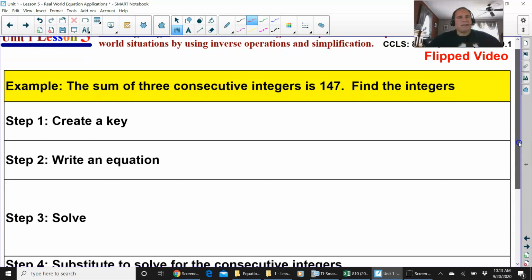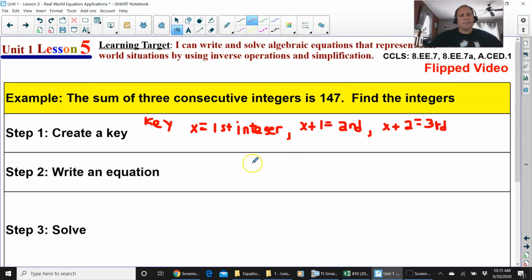All right, and we'll do this together. The sum of 3 consecutive integers. First off, it's not talking about odd, it's not talking about even, it's just talking about numbers in a row. The first step is to create a key. So taking a look at my key, I have x. Remember, this is 3 consecutive integers, not even, not odd. You're not skipping, you're not doing x plus 2. It is just consecutive integers.